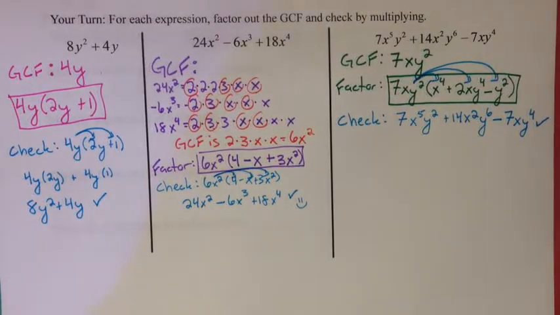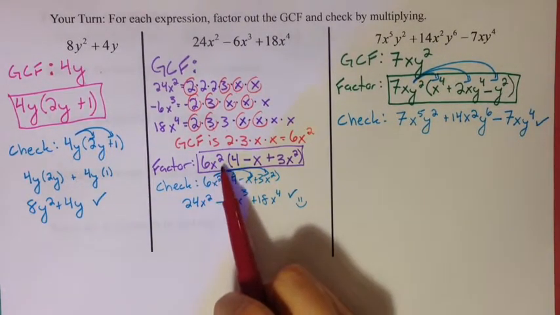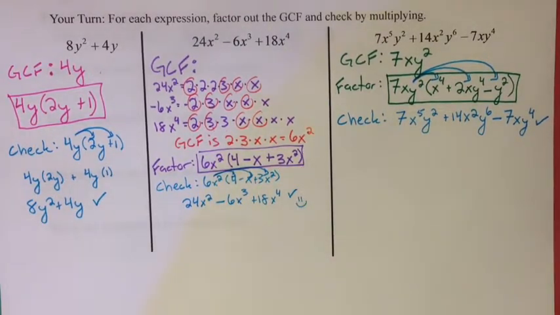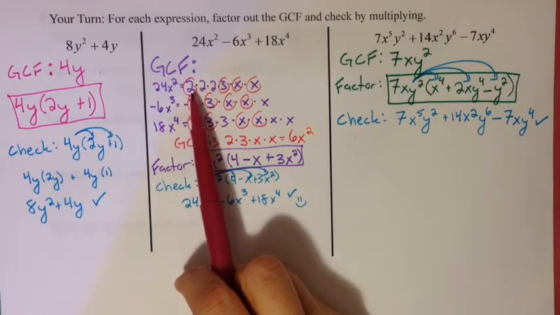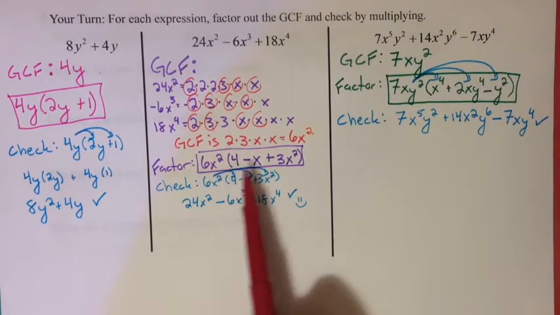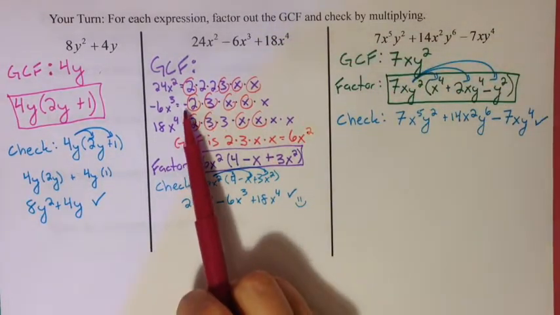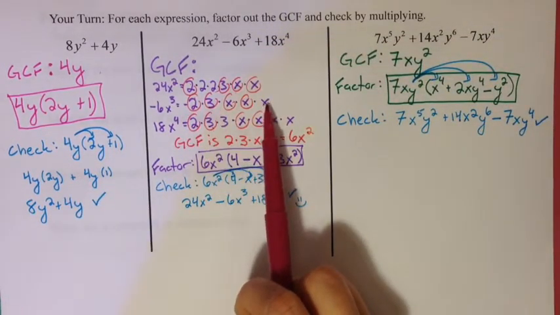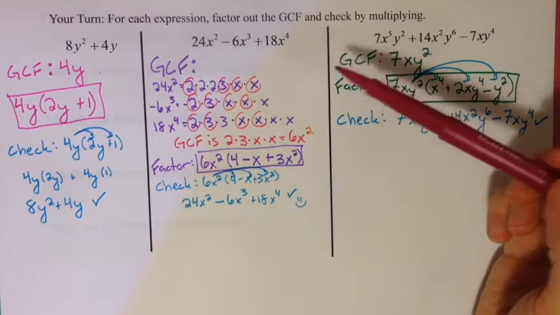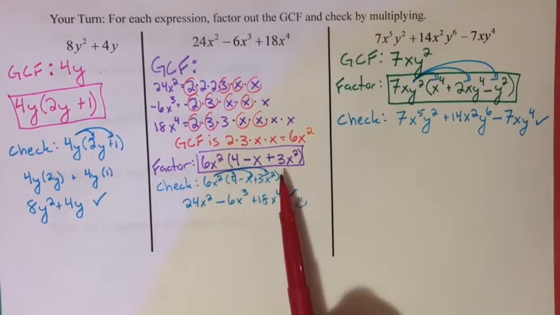Now that we know what the greatest common factor is, we're going to try to factor it out of those terms. So I start by writing my greatest common factor on the outside, 6x squared. Then I put some parentheses and fill it in with whatever's left when I remove the 6x squared. So if I remove 6x squared from 24x squared, I'm left with 2 times 2, or just 4. When I remove 6x squared from negative 6x cubed, I still have a negative sign, and I have one single x. When I remove 6x squared from 18x to the 4th, you can see that I'm left with a 3 and 2 x's, or 3x squared.